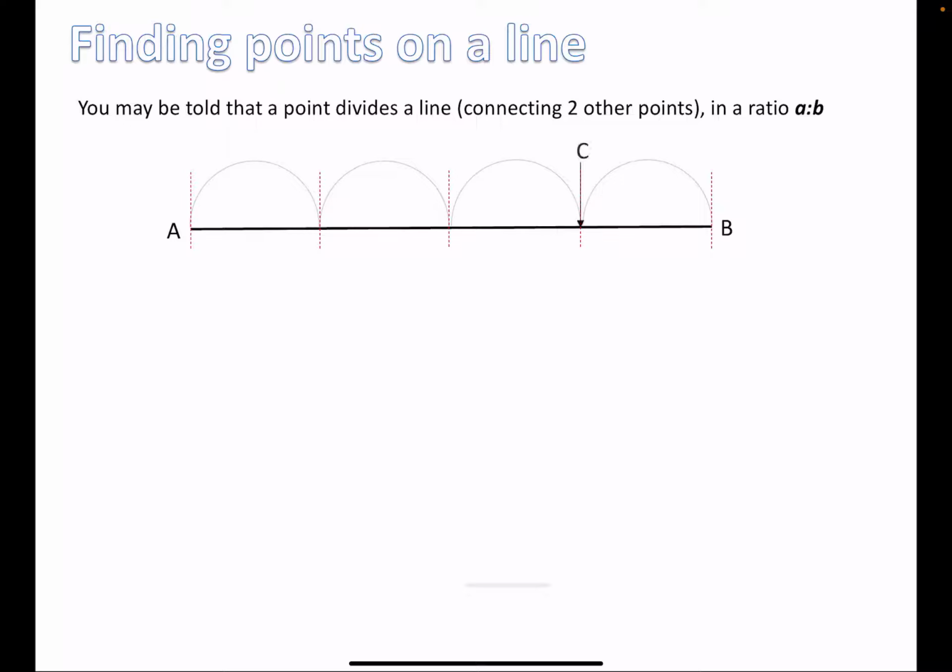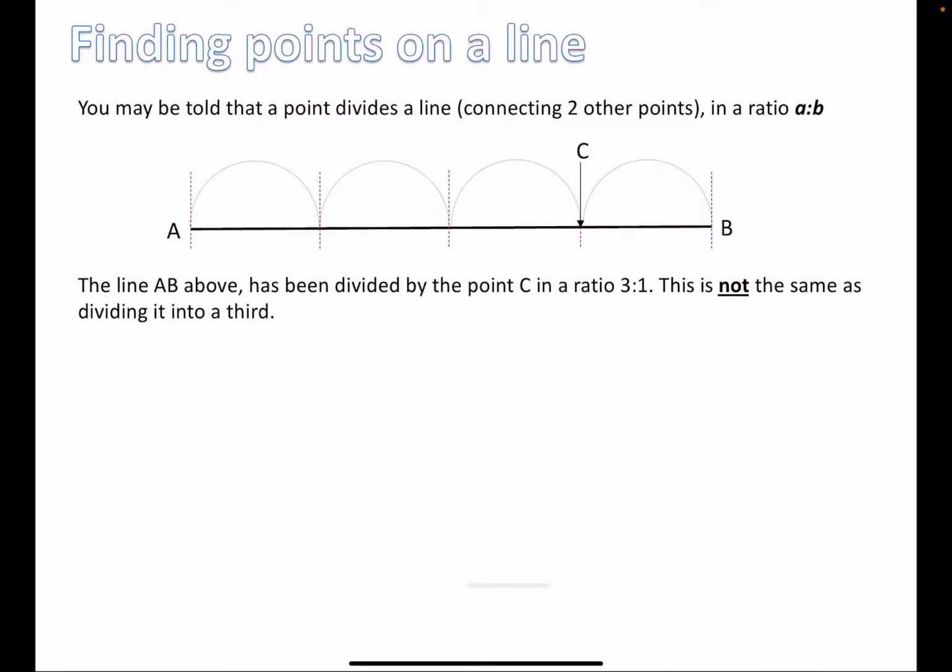So we've got the points A and B, and then we've got C somewhere along that line, and we're told it's split in a ratio. Hopefully you can see this is a ratio 3 to 1. We've got 3 parts on the left of C, and 1 part on the right of C. So the line AB has been divided by the point C in a ratio of 3 to 1, but this is not to be confused with being divided into a third.